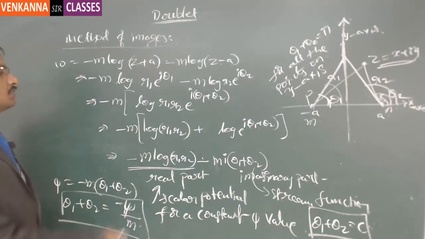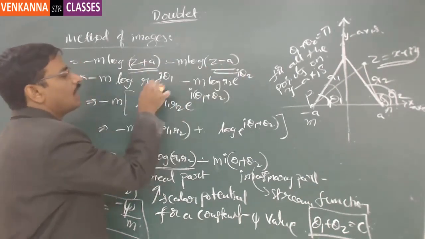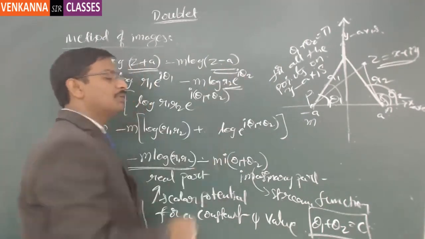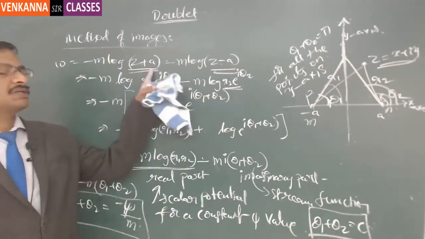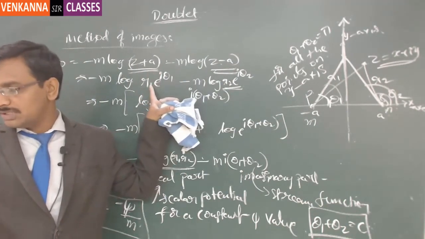See, Anjali, so this is z plus a and z minus a is equal to r1 e power i theta 1, r2 e power i theta 2. This is the simple complex analysis representation of a complex point in the polar form. So this is the polar form.